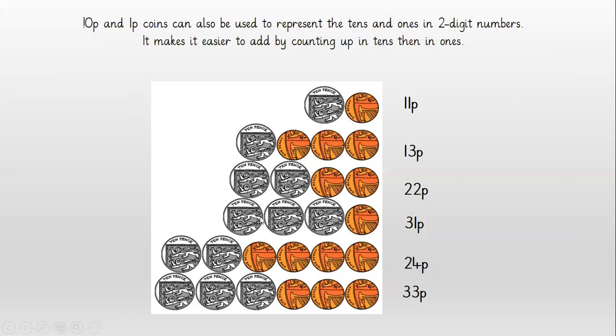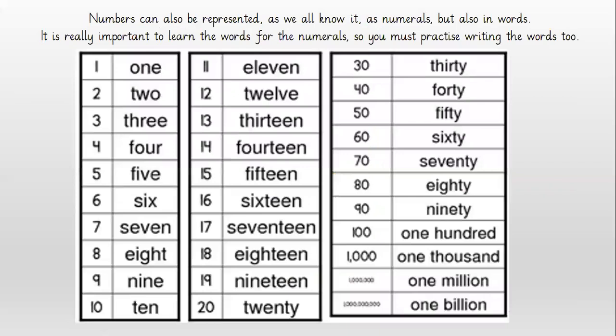So we count 10, 20, 30, 31. 10, 20, 21, 22, 23, 24. 10, 20, 30, 31, 32, 33. You can practice those at home. It really helps with counting on quickly.